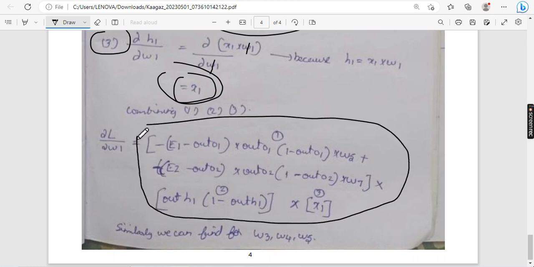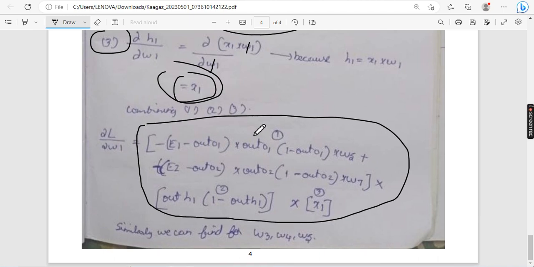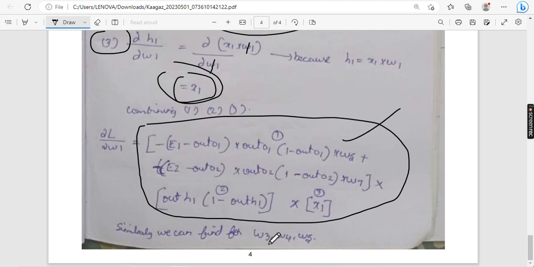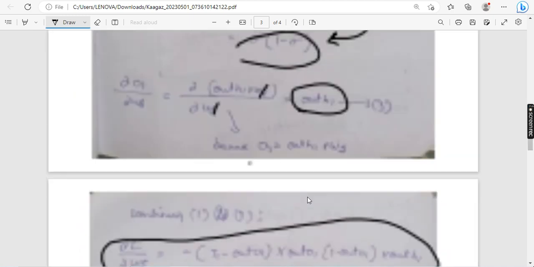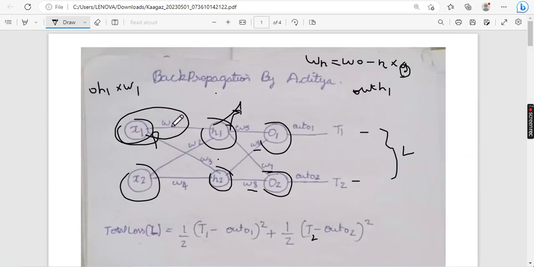So what is the derivative of the loss function with respect to w1? This larger equation. Similarly, you can compute for w3, w4 and w5. W2, w3, w4 are in the same layer, so similar to how we computed the gradient of w1, you can compute the gradient for w2, w3 and w4. I hope this makes sense.